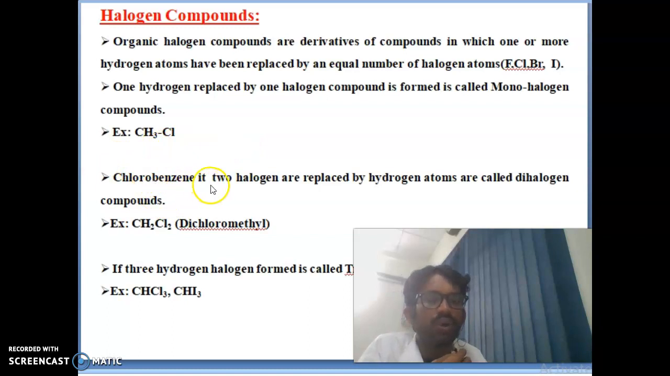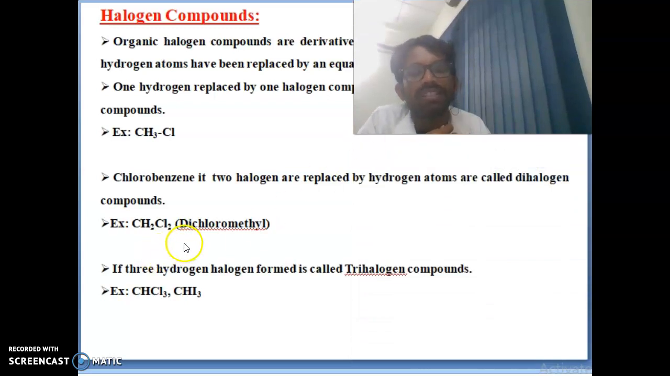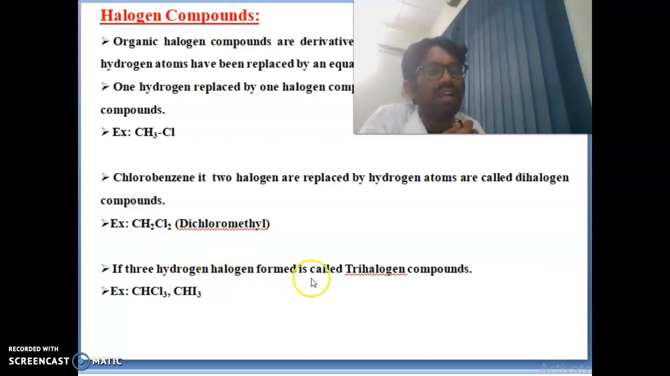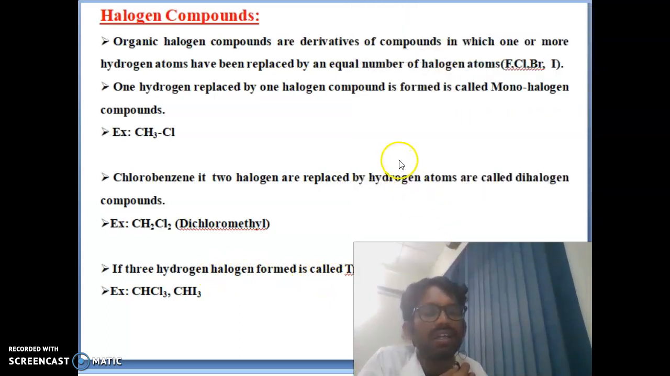Next one is the chlorobenzene. If two halogens replace hydrogen atoms, that is called a dihalogen compound, for example CH2Cl2, dichloromethane. Next, if three halogens replace hydrogen atoms, it is called a trihalogen compound, CHCl3 and CHI3. This is the mono halogen, dihalogen, trihalogen classification.